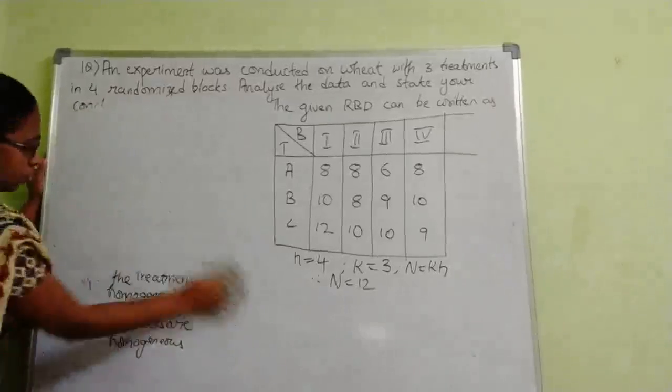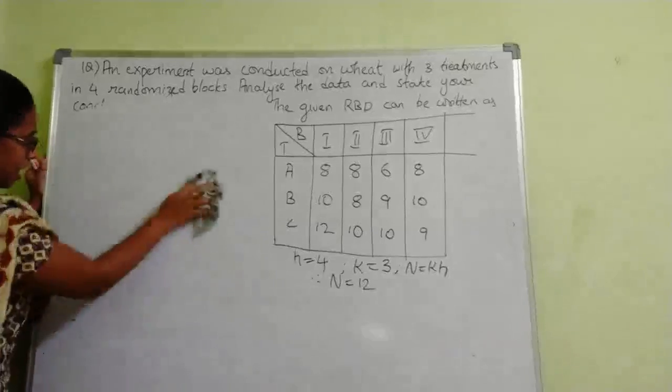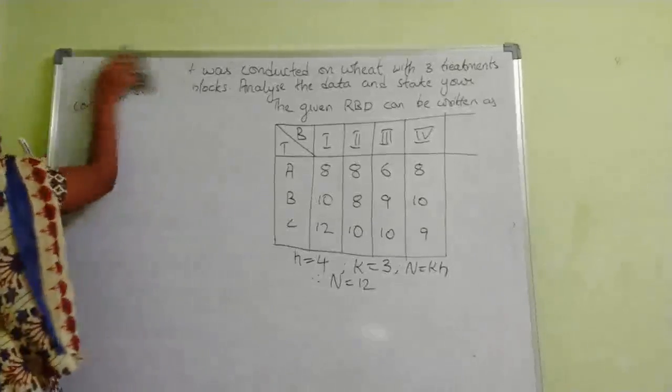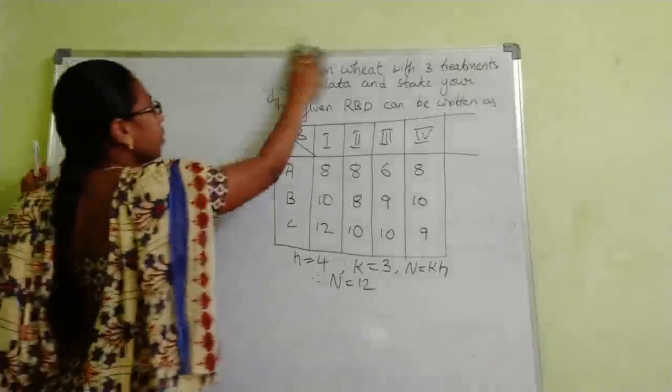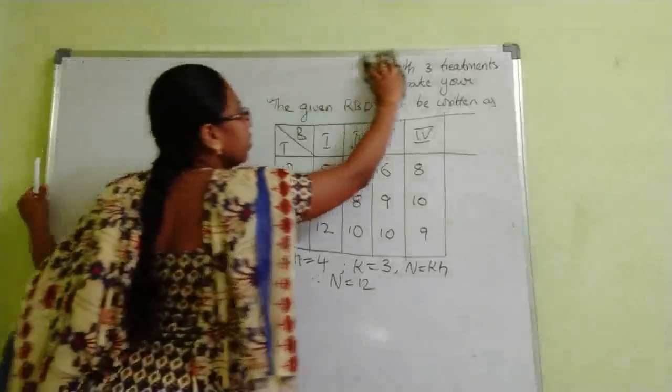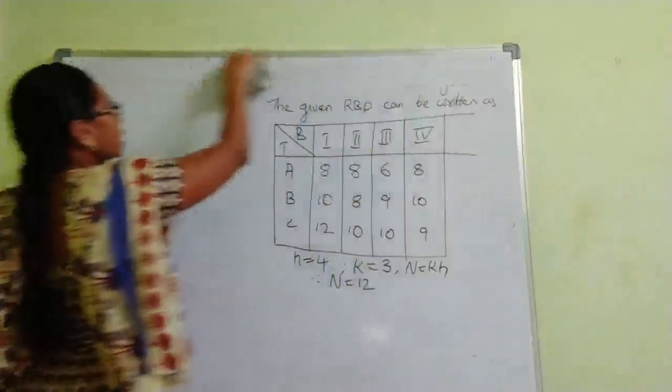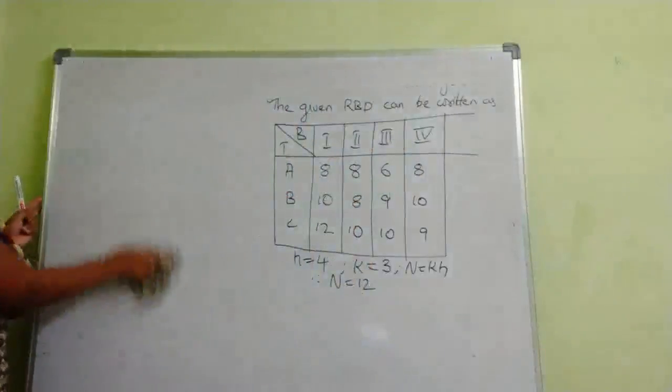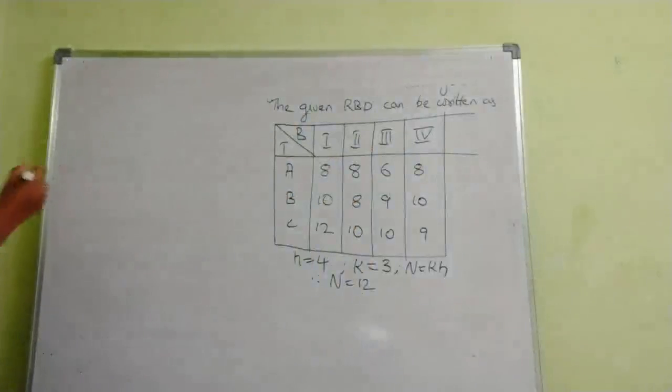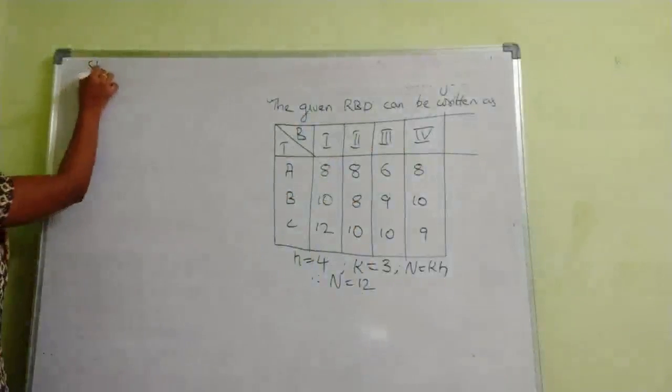So the steps for ANOVA are similar for the two-way classification. So in two-way classification, we have done only one problem, right? So the problem will be similar to this. If you did not understand the two-way classification problem, you can understand it. So now, steps for ANOVA.